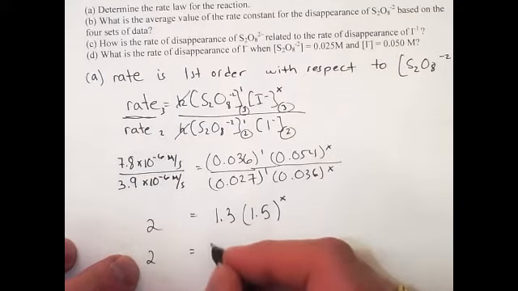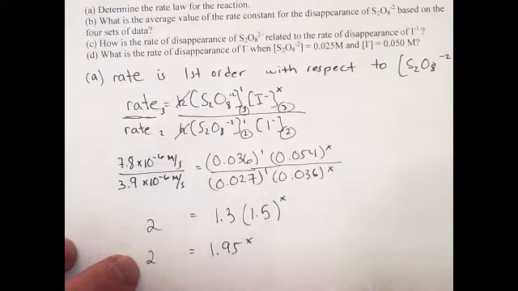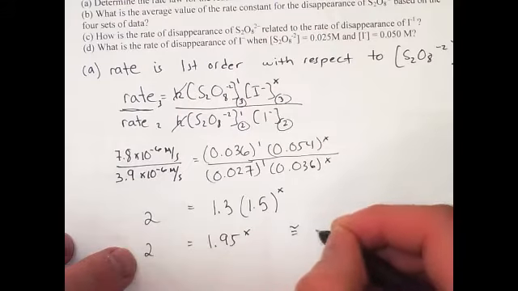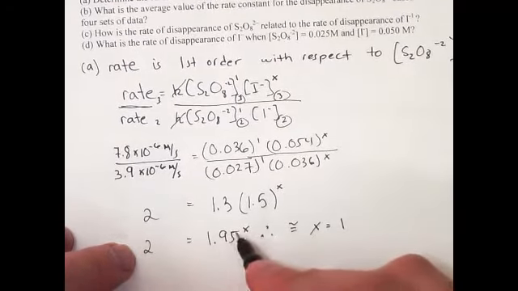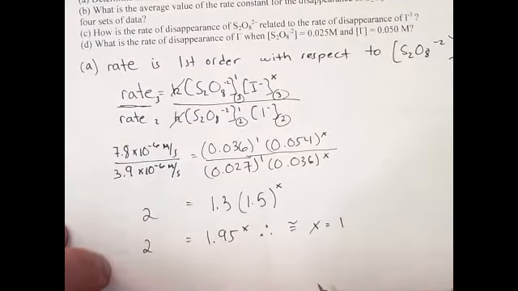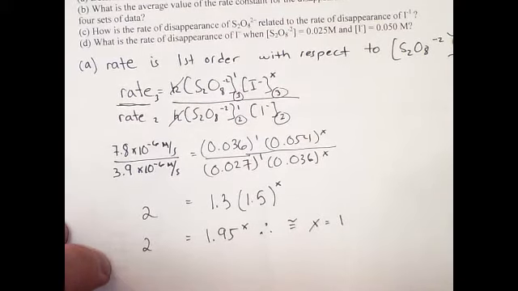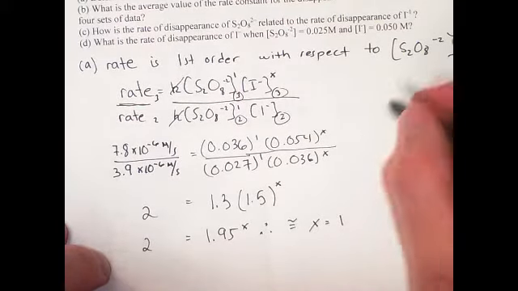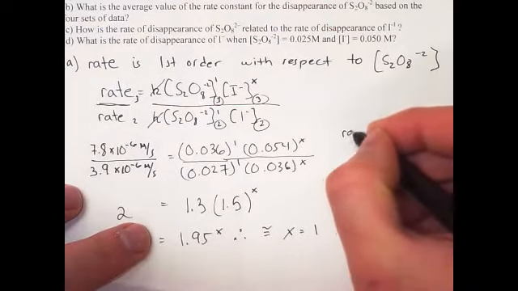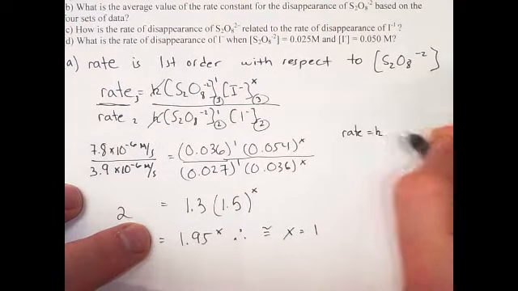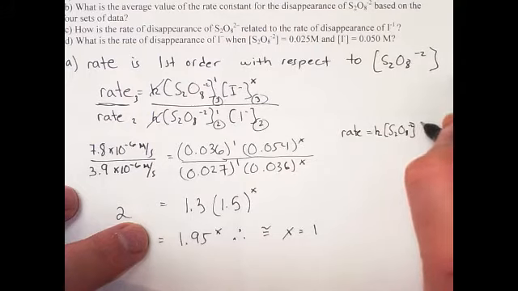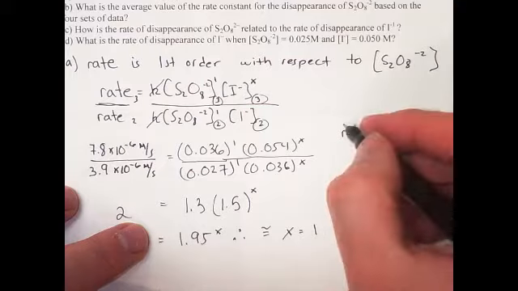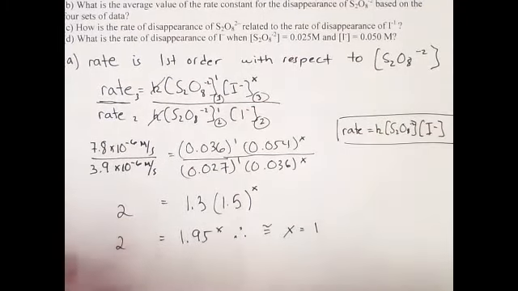Multiply these together, 2 equals 1.95 to the x. Therefore, x must be equal to 1. Again, I know that it's not technically, but it's pretty close with regards to my rounding. So rate equals k, S2O8 2-, I minus. There's our rate law.